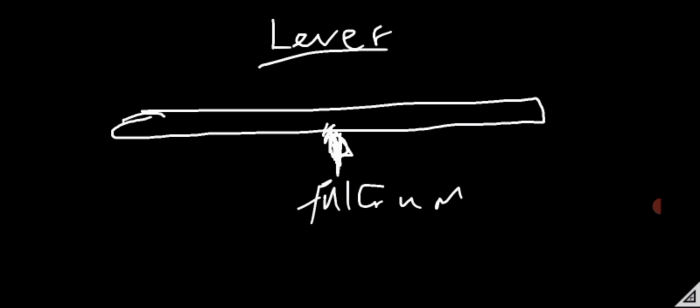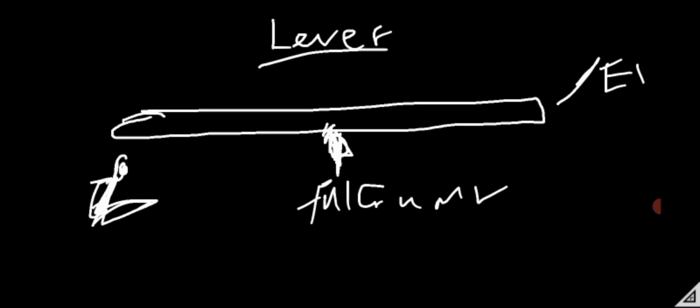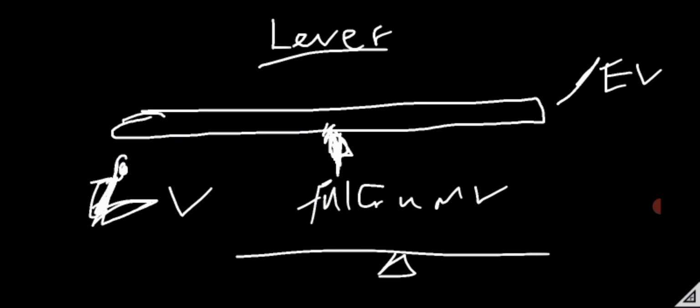Now, an effort is applied at one point. It can be applied here to lift a load at this point, or the effort will be applied here to lift a load around this point. Depending on the configuration of the fulcrum, the effort and the load gives the class of lever. For example, if this fulcrum is at the center, then we have load here and effort here. It is called a class 1 lever.